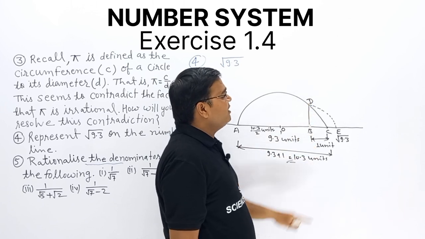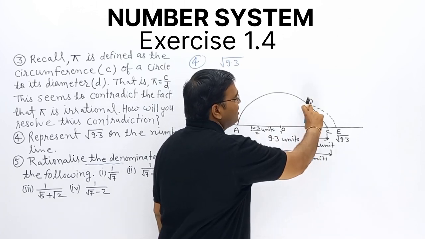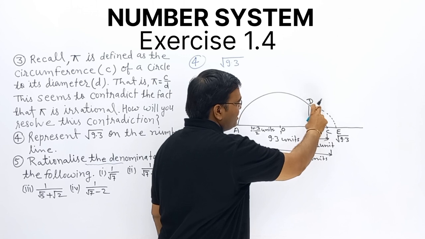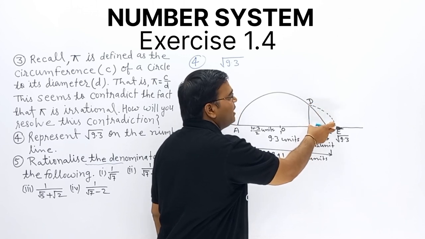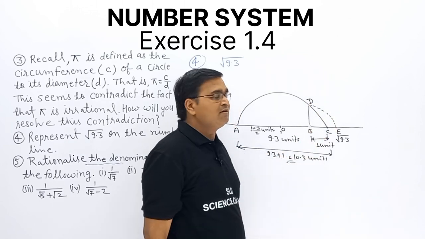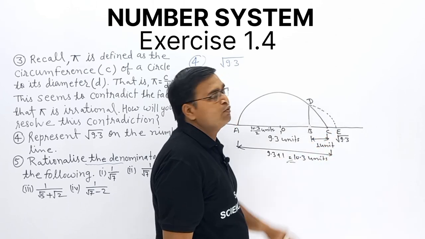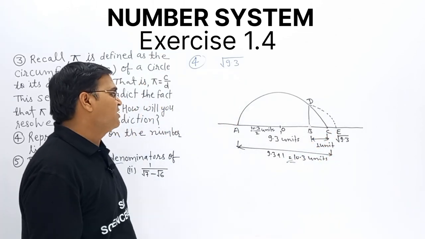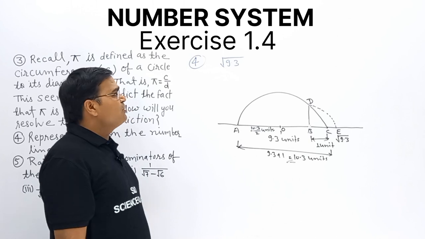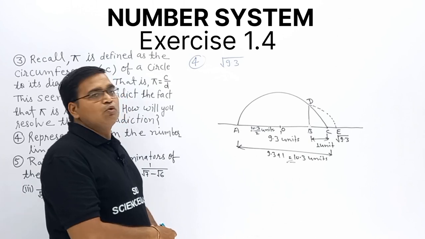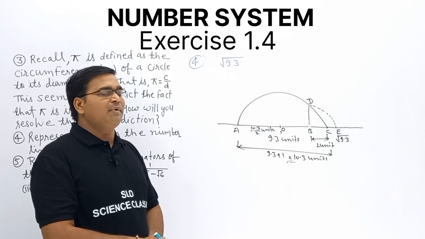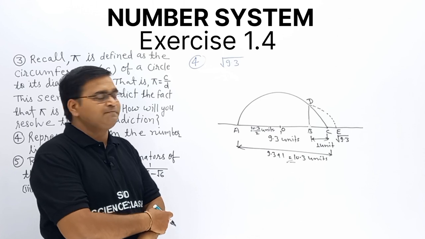We are having the point D, and we use this as a radius of this arc and draw an arc on the number line, and whatever intersect point on the number line will be root of 9.3. This is the easiest process for drawing root of 9.3 on the number line. I hope you are getting this one.